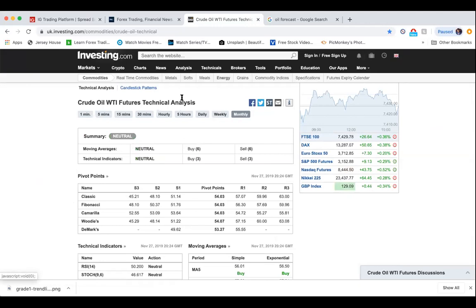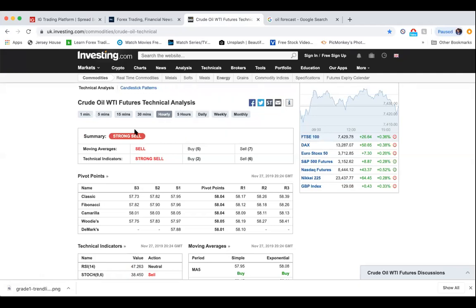So this will help you. If you're looking to trade hourly, you can look at it and say, look, hourly is saying strong sell, so I'm just going to sell it. Yeah. So this is technical analysis for you.